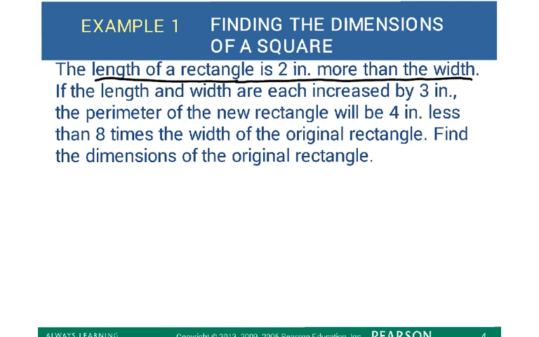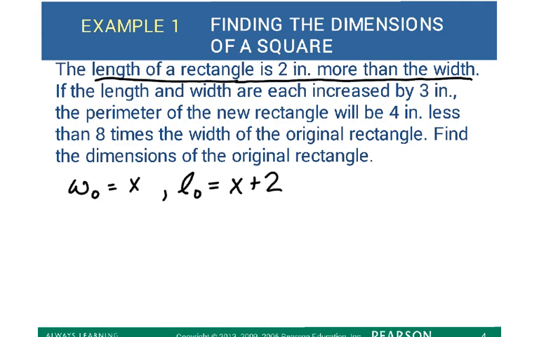I'm going to denote this by WO. And nothing changes about the width, as you can see. The length, though, is 2 inches more than the width. So let's just call WO x. And then our original length, we're going to say it's equal to x, because it's our width, plus 2.